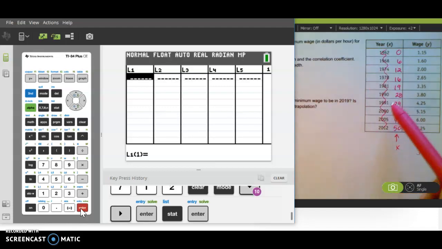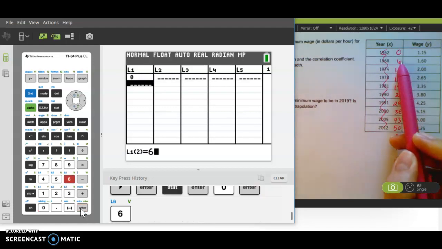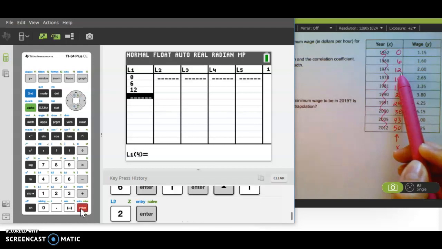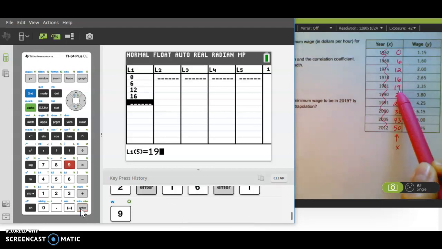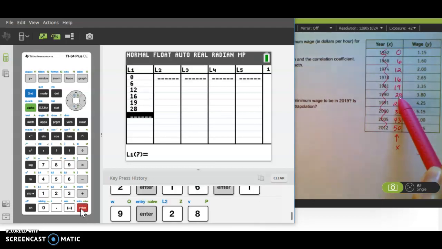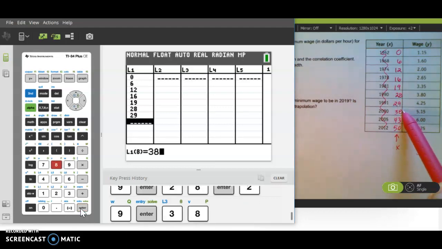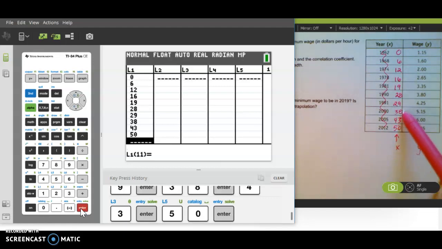So remember, L1 is our X's. So first we're going to have 0. And I'm actually going to type them in on my keyboard this time. Then we have 6. And then 12. Oops, I missed a 2. Then we have 16, 19, 28, 29, 38, 43, 50. So just take a look at your data, scroll up and down if you need to, and make sure that you didn't miss anything.